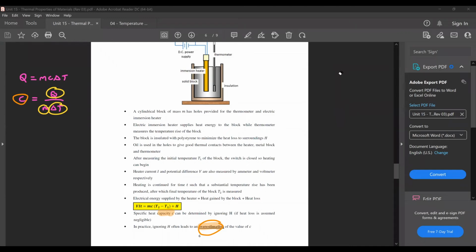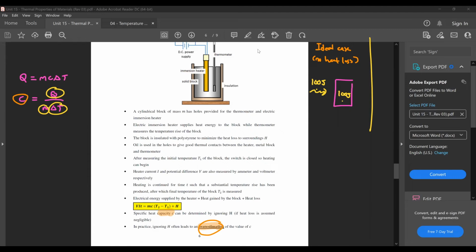Let's just say that under the ideal case, no heat loss, what would happen is this. If this is your block, if you supply 100 joules of heat energy, your block will gain 100 joules. Okay, this one is the ideal case, no heat loss. You assume that whatever heat energy your heater is supplying is fully absorbed by your block.